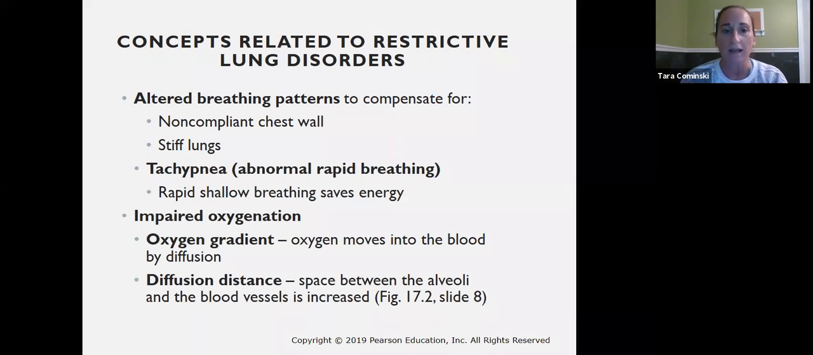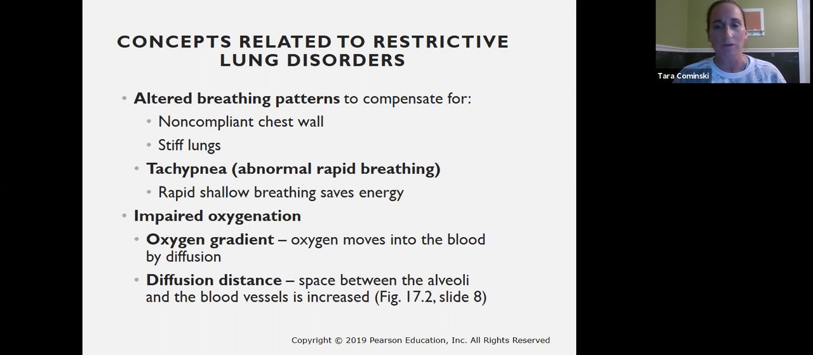Okay, moving on, guys. I already talked about some of this, and like I said, this stuff will keep coming back as we move through. Those altered breathing patterns, right? The shallow, rapid breaths that I talked about are going to compensate for either a non-compliant chest wall, where the chest wall is unable to expand, or the lungs are unable to expand fully, okay?